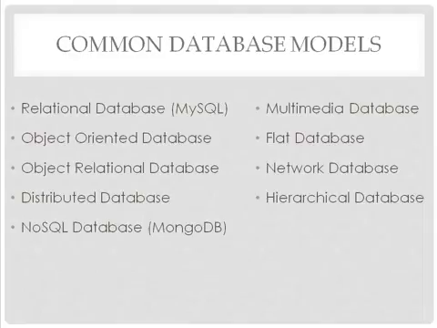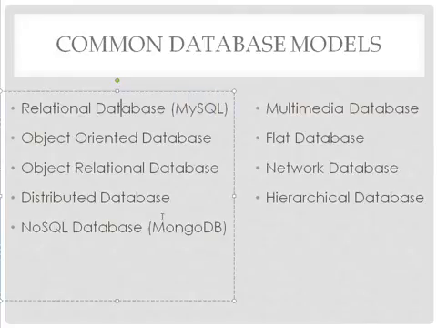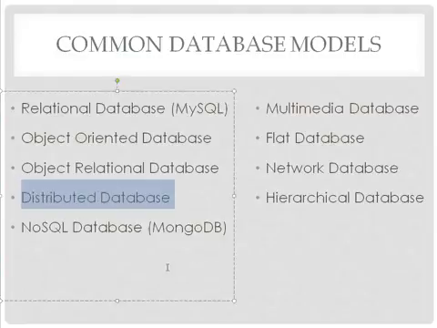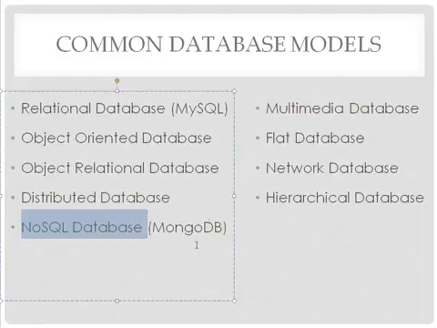Common database models. So first we have relational databases, which is the most popular type of database. Obviously MySQL is a relational database. We have object-oriented databases where everything is represented as an object. Object relational databases, distributed databases. We have NoSQL databases like MongoDB. These are much different than MySQL and relational databases.